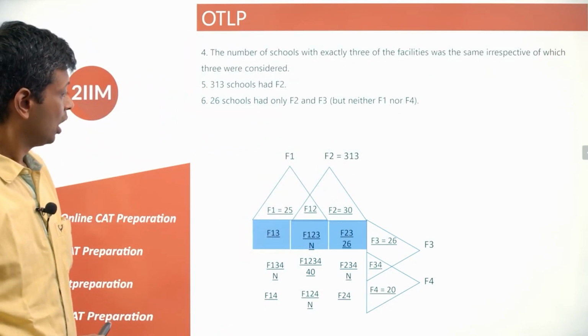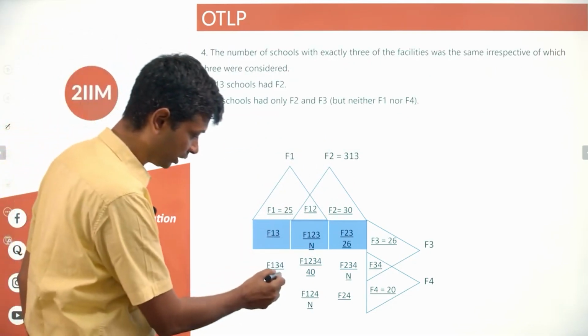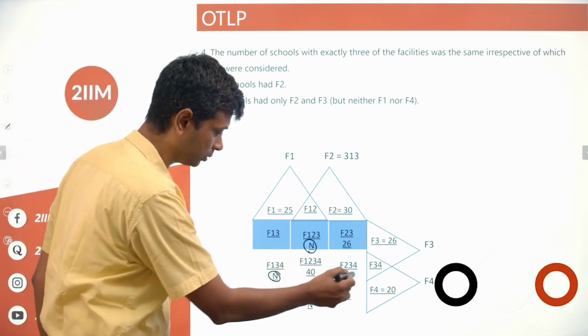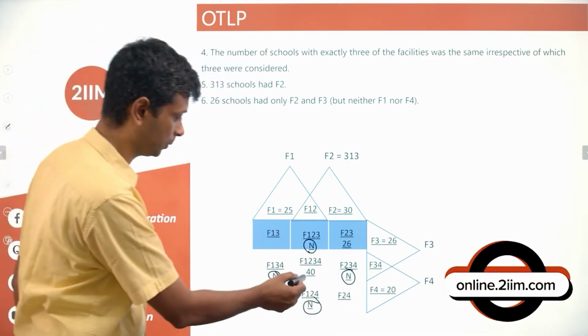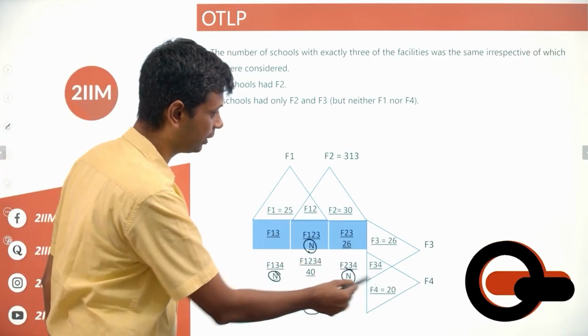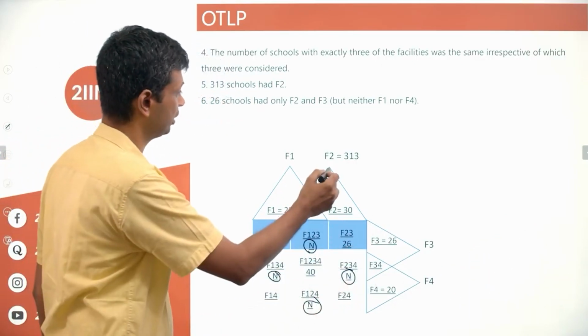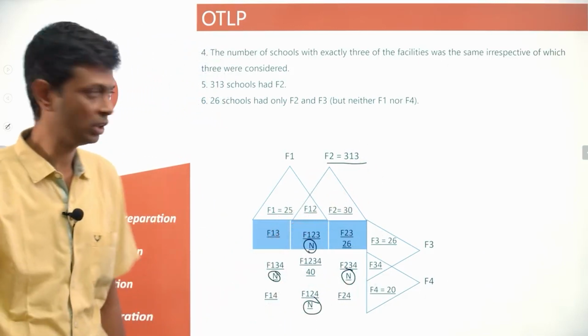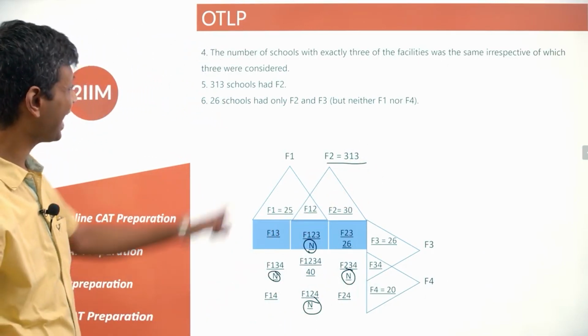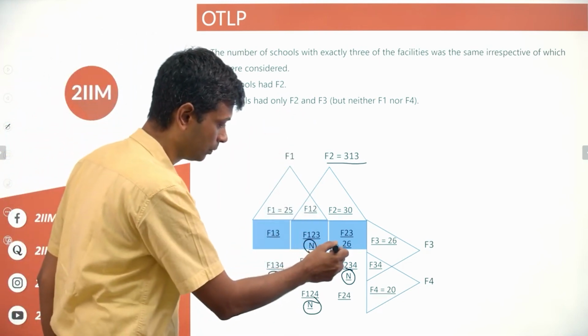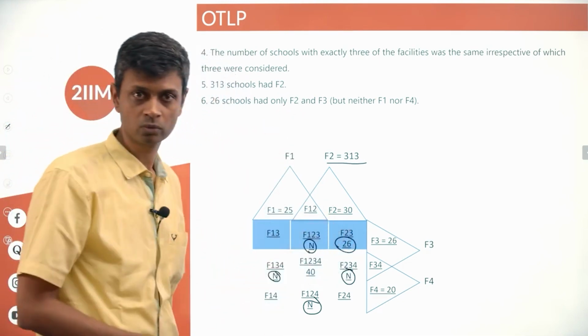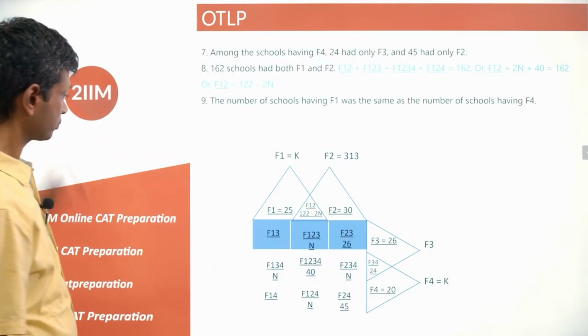We know that each of these numbers is equal. So I'm putting it as n. N, n, n, n. And this is 40. 25, 30, 26 and 20 get filled in. This 313 is got filled in. Right? Just 26 schools had F2 and F3, but neither of the other two. This is 26. Right? Lovely.